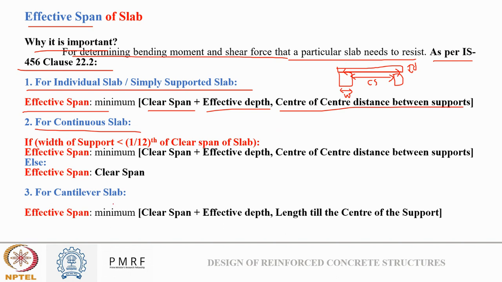And for cantilever slab, it is clear span plus effective depth, or length till the center of the support. So this is my cantilever slab. So either this length plus effective depth, or this length from the end till the center of the support. So the minimum of these will be my effective span. So these are the codal guidelines for defining the effective span of slab.